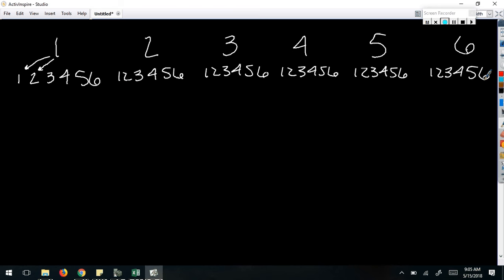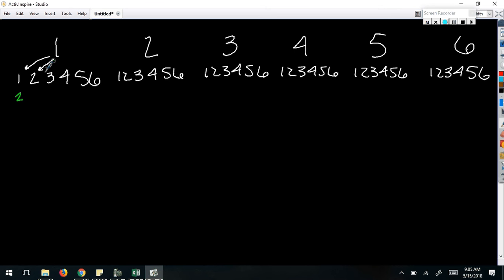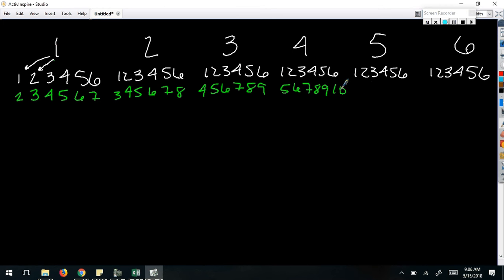So whenever I talk about the sum of these, this would be 2, a 1 and a 2 would be a 3, 4, 5, 6, 7. Then 3, 4, 5, 6, 7, 8. Do we see where these numbers are coming from? I'm adding together. Okay. Then 4, 5, 6, 7, 8, 9. Then 5, 6, 7, 8, 9, 10. Then 6, 7, 8, 9, 10, 11.